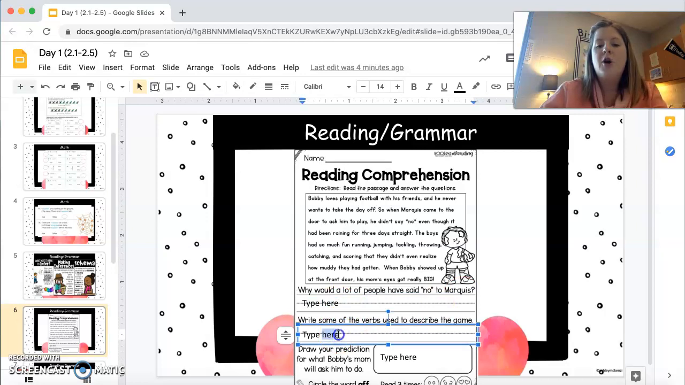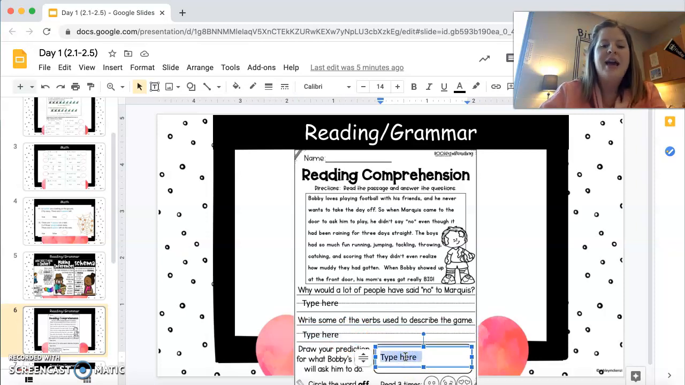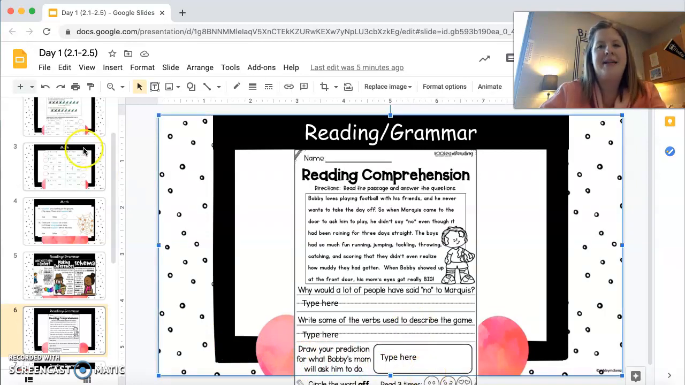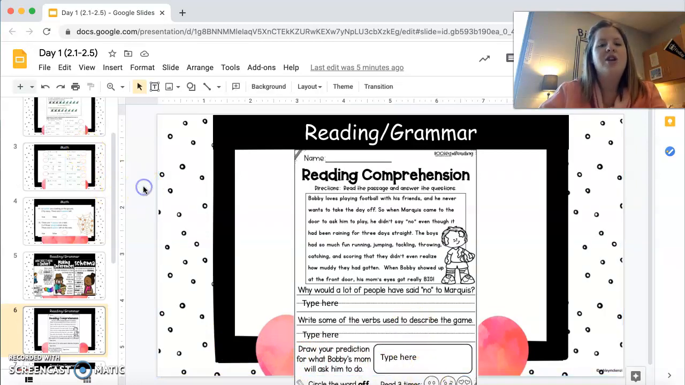Write some of the verbs. So verbs are things that you're doing, right? Not a noun, things that you're doing to describe the game. And then draw your prediction. You're actually going to type your prediction, okay? Type your prediction for what Bobby's mom will ask him to do. So what do you think she's going to ask him to do when he shows up at the front door all muddy and wet?